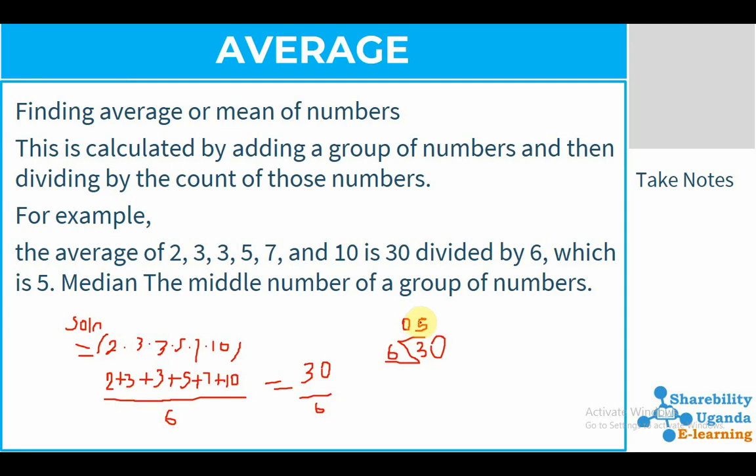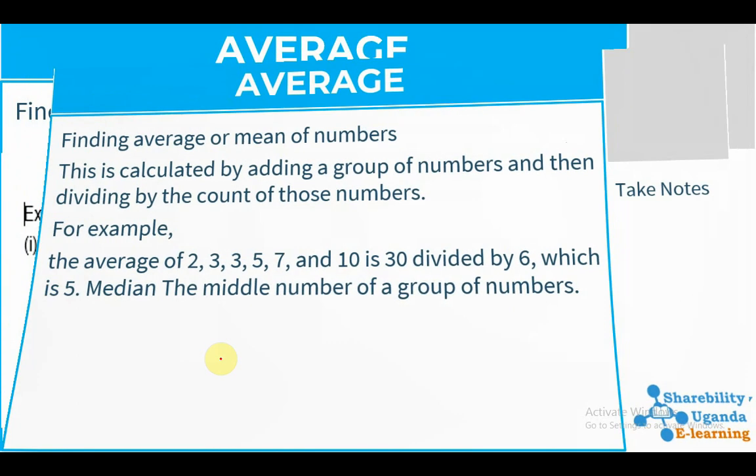5. So when we say 5 times 6, we shall still get 30. Okay, so when we subtract this, we shall get nothing. Then the number is done. Therefore, the answer is 5. So that's how we shall be dealing with finding the average, finding the mean.